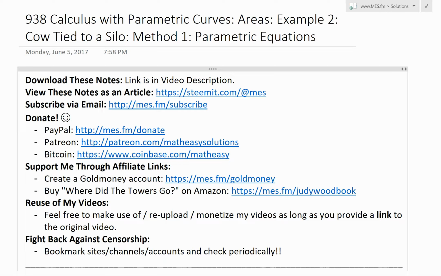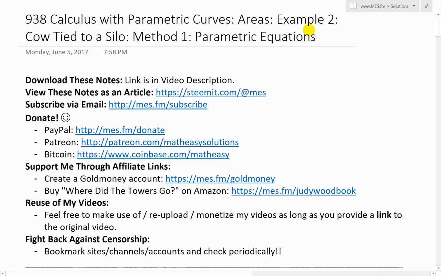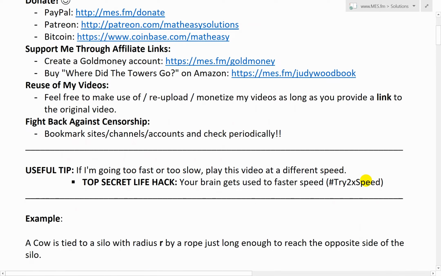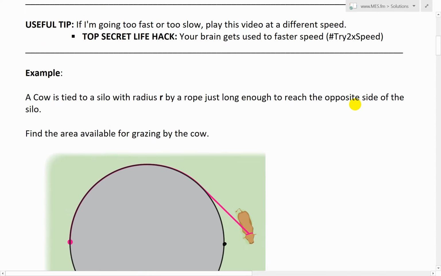Turning parametric curves further into calculus, now look back at the area series, which I went over in example 1 a few months back. Now look at example 2, which is a continuation of my last video on parametric curves, example 1. The numbering of this is a bit messed up. But anyways, I'm going to build up from my last video and look at the cow tied to a silo problem, or basically the grazing area. I'll do method 1, which involves parametric equations, and in the next video I'll show you that it's actually simpler without parametric equations, just to show you the difference.